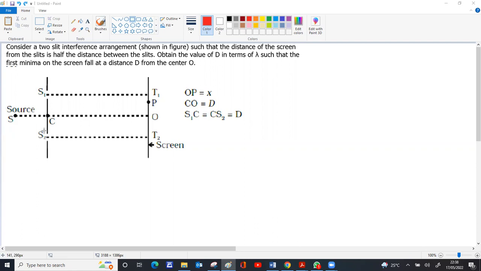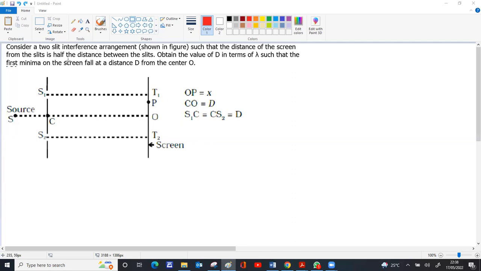Normally, this was not the case. S1S2 was practically very small, of the order of millimeters, and the capital D was of the order of meters. But in this particular case, S1S2 is larger than S1T1 or S2T2. The distance CS1 is D, so O to T1 is also D. CS2 is D, so O to T2 is also D.